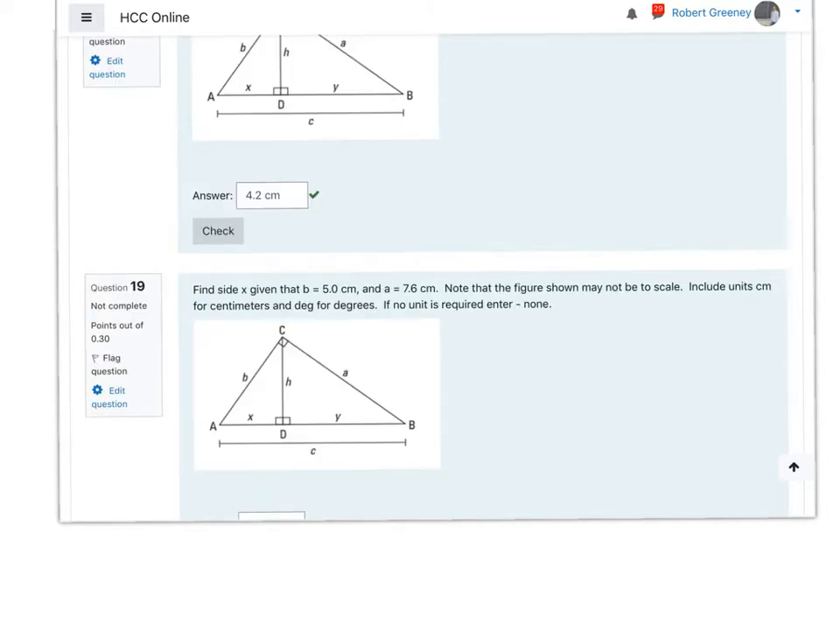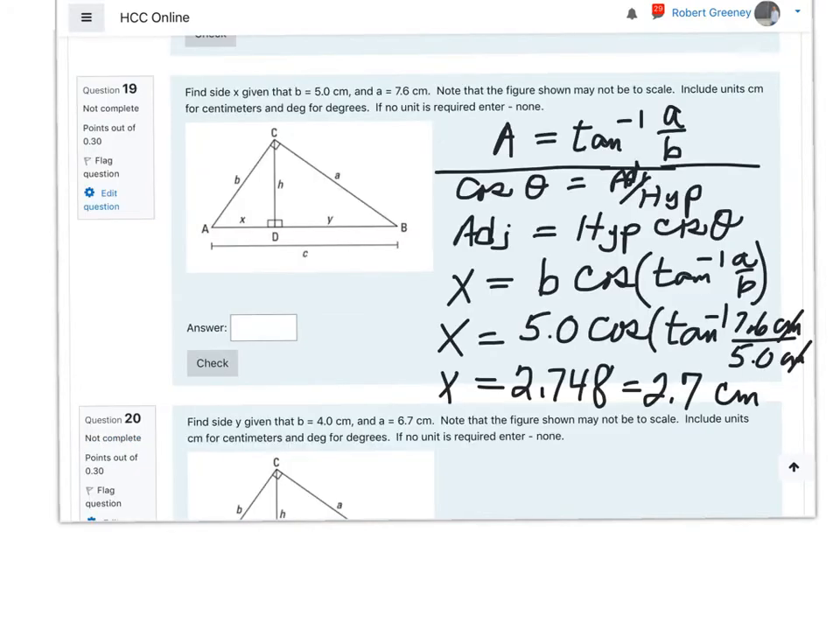Okay, try 19. Read it over and see if you can do it, and then see what you get compared to what I get. Okay, very similar to what we did last time, only this time we're asked to find x.